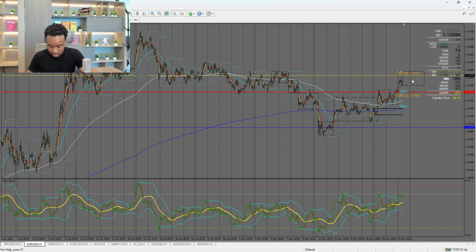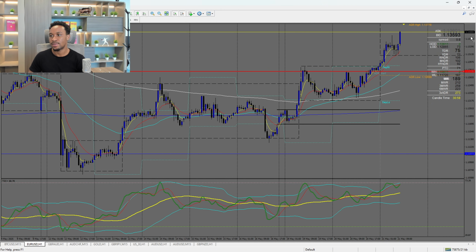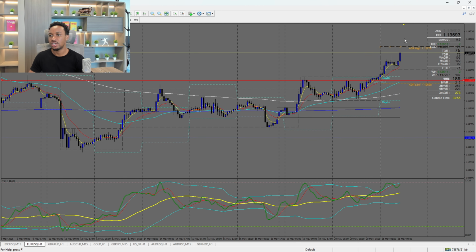reversing. Actually, what we're looking for in this specific pair is some sort of rejection, especially if this candle here gives us some sort of rejection, so that we can take a trade to the downside, or price might still want to come to the ADR high, play around there and go a little bit more to the downside, given that obviously we're already on level 3 right now.